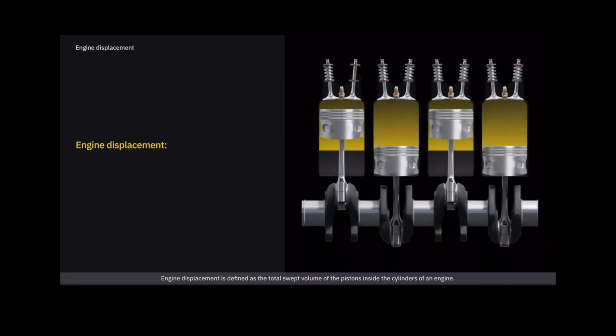Engine displacement is defined as the total swept volume of the pistons inside the cylinders of an engine. It is determined by multiplying the stroke length with the engine cylinder bore area and the number of cylinders. The Austro Engine E4A has a displacement of 1,991 cubic centimeters.